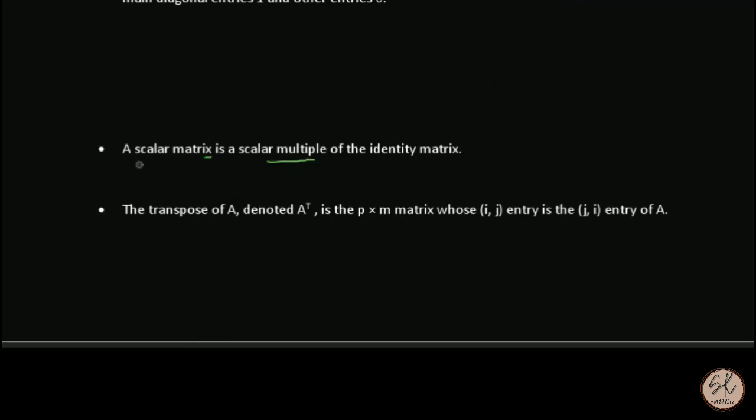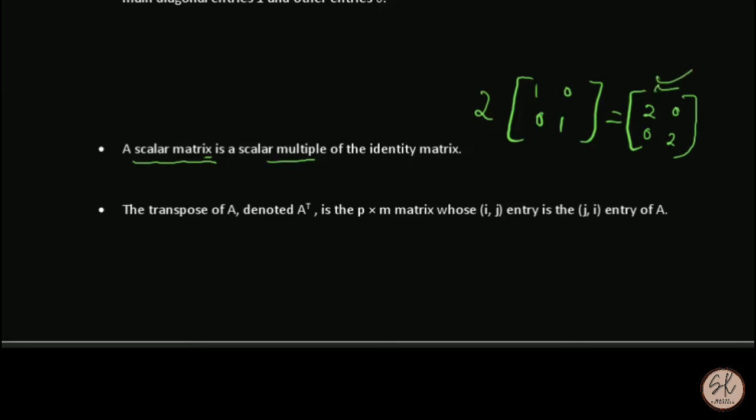The next type of matrix is a scalar matrix. A scalar matrix is a scalar multiple of the identity matrix. So if this is a 2 cross 2 identity matrix, then its scalar multiple is known as a scalar matrix. So here 2 0 0 2 is known as a scalar matrix.